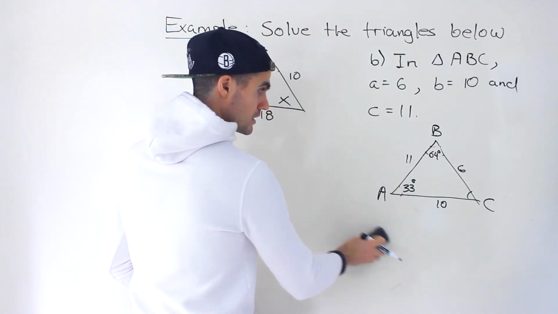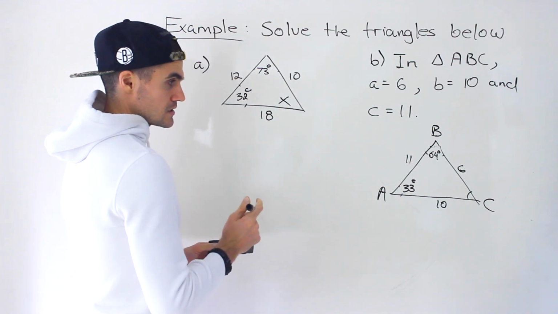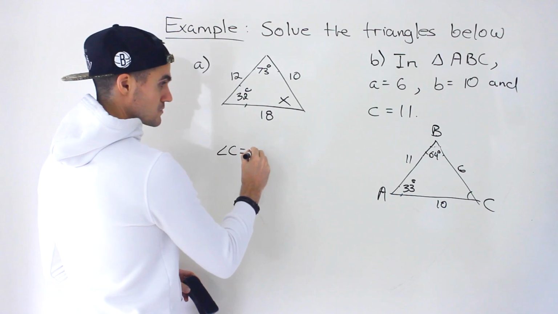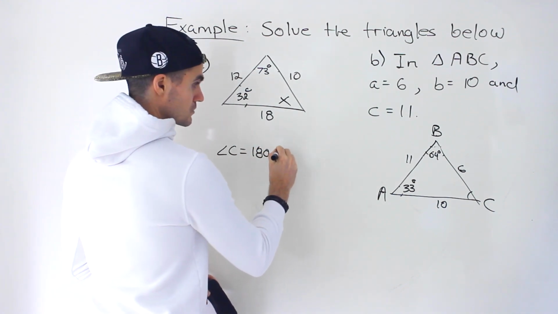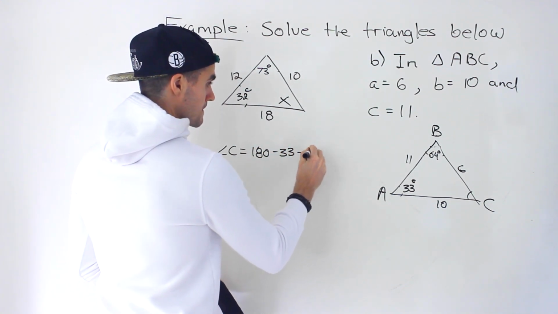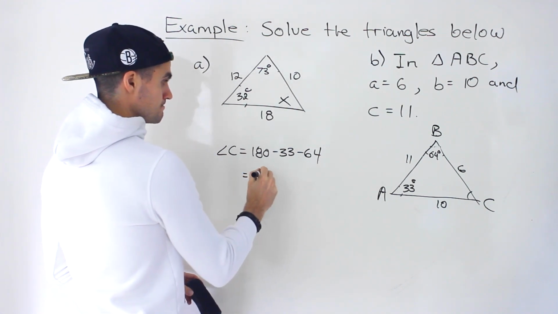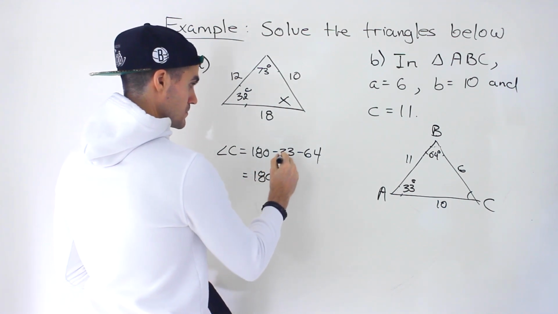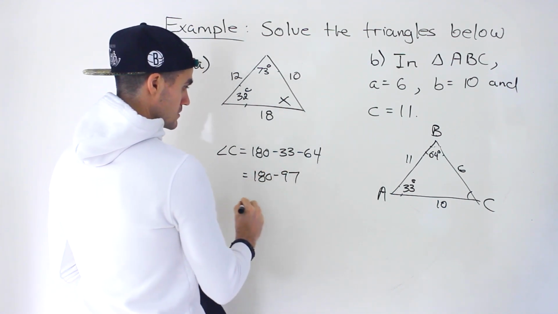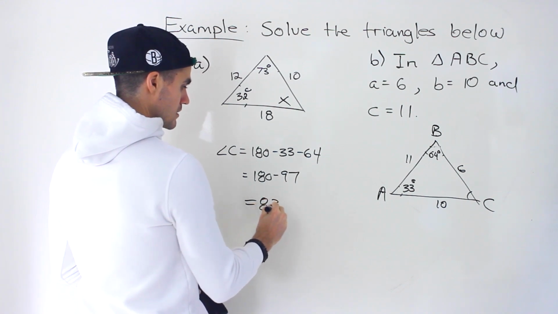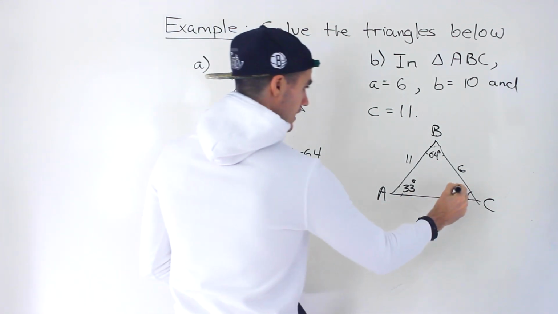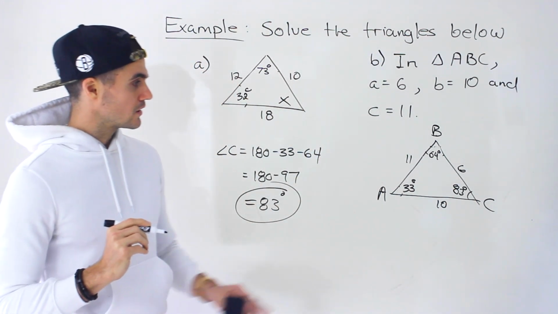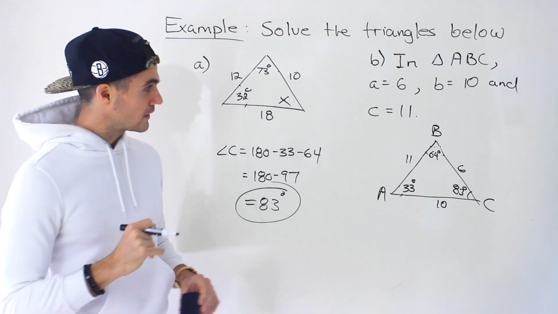So that's going to be 33 degrees. And then we just have this angle C to solve for. Since we have the other two angles, we could just subtract those angles from 180. So this would be 180 minus 97, which is 83. So angle C here would be 83 degrees. And notice now we solved the entire triangle. We have all three sides, all three angles.